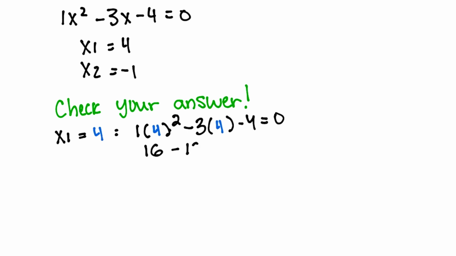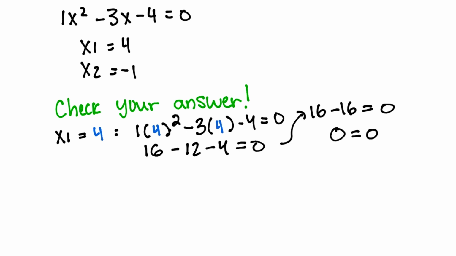For the first term, we get 16 minus 12 minus 4 equals 0. This gives 16 minus 16 equals 0. Now 16 minus 16 is just 0. So as you can see, 0 is equal to 0, so this is correct. Now let's check our other solution.